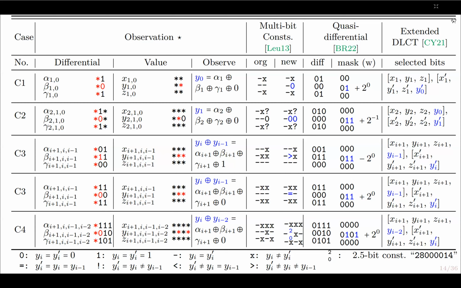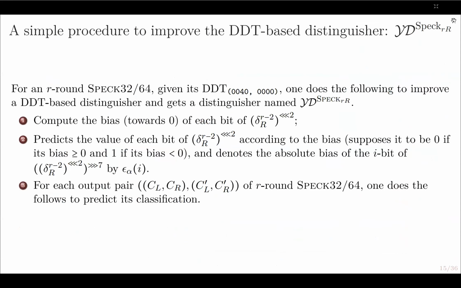And interestingly, these constraints on the values imposed by the valid differential propagation align with many previous concepts, including the multi-bit constraints, the quasi-differential, and the extended differential-linear approximation. Then we use these observations to improve the DDT-based distinguisher.